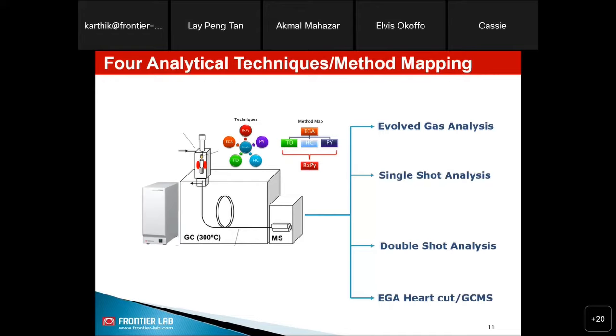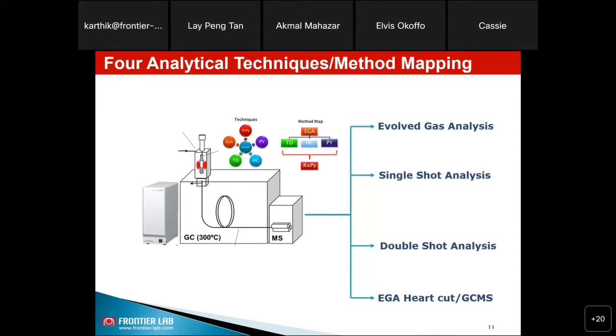So the output will be something similar to the TGA, but you have the temperature profile and the chemical information of the material from evolved gas analysis, whereas in TGA, you will get to know only the temperature profile of the material. So evolved gas analysis is something we recommend as part of your systematic investigation. That can help you decide your next step for complete analysis.